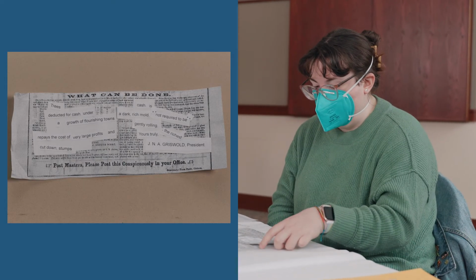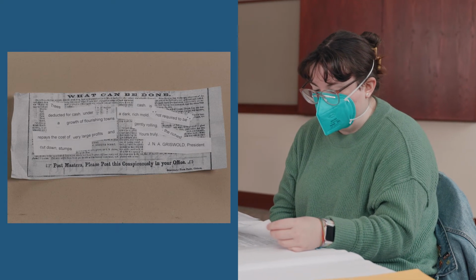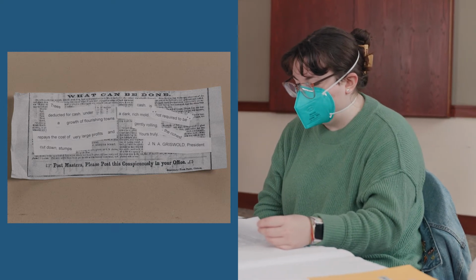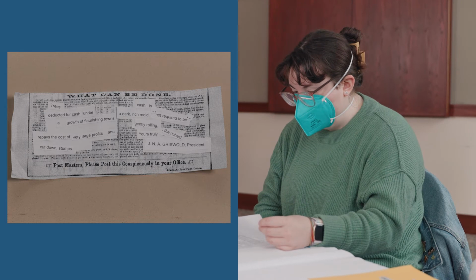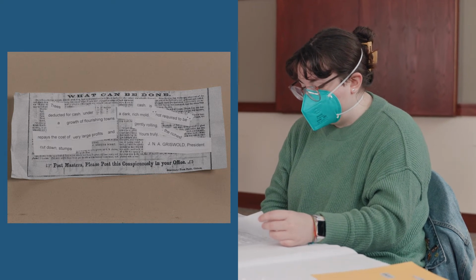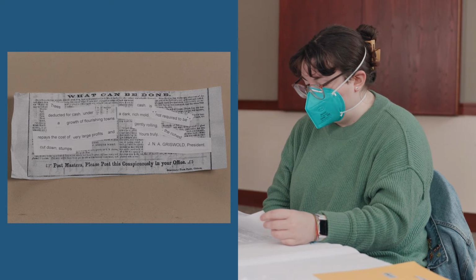Trees deducted for cash under a growth of flourishing towns repays the cost of very large profits in cut down stumps. Cash is a dark, rich mold, not required to be gently rolling. Yours truly, the richest, J&A Griswold, President.